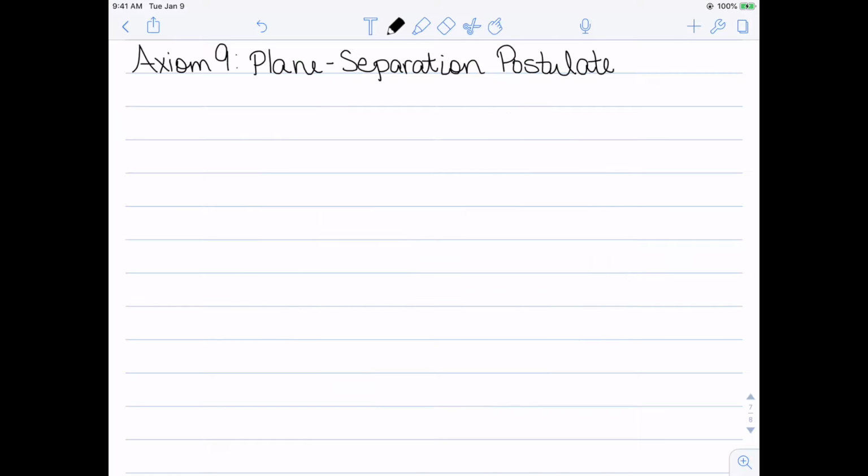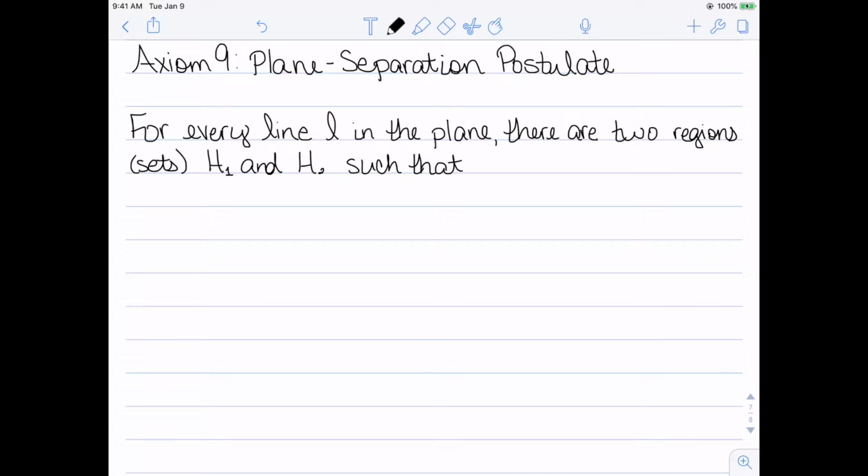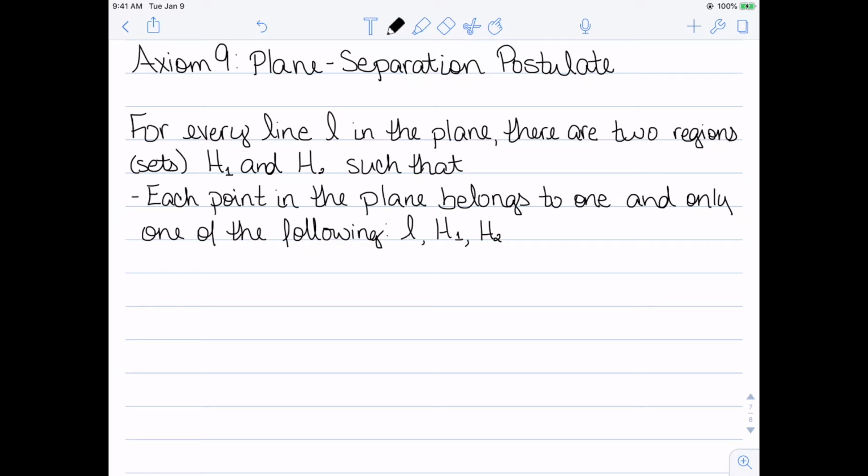Axiom 9 is our plane separation postulate. The plane separation postulate says for every line L in my plane, there are two regions or sets, H1 and H2, such that three things hold. The first thing is that every point in the plane belongs to one and only one of the following: L, H1, or H2. So every single point must be either on the line, in region H1, or in region H2, and you can't belong to multiple ones. You have to be in only one of those three.